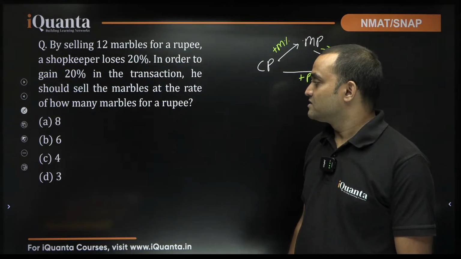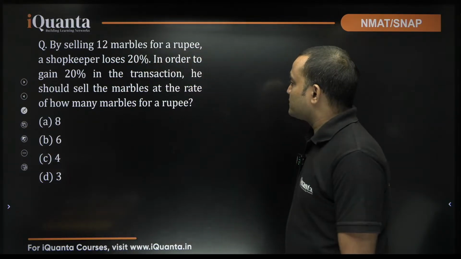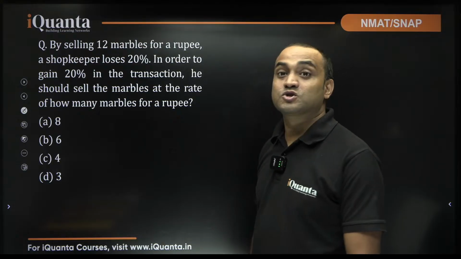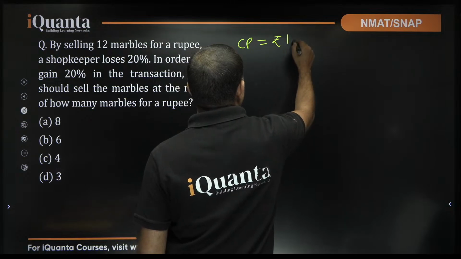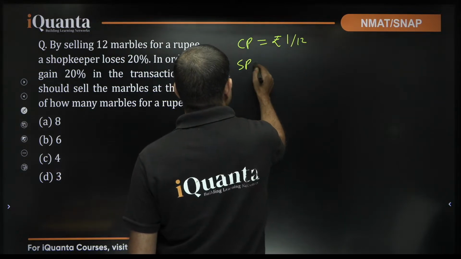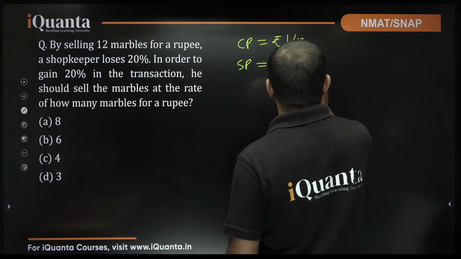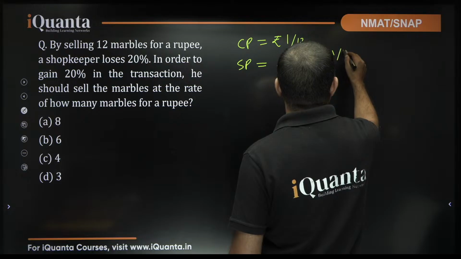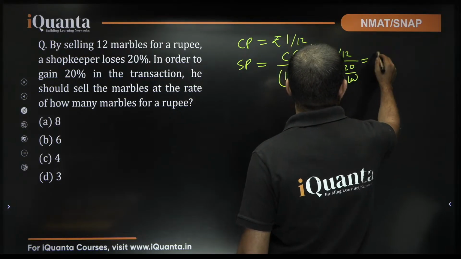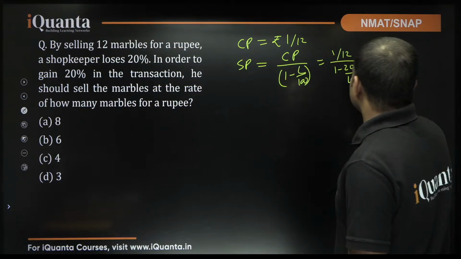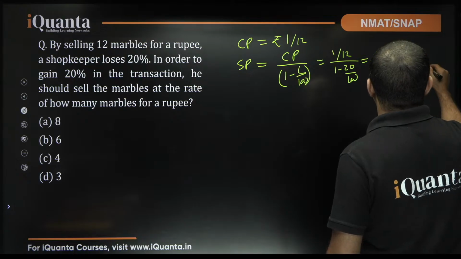What's the answer? Option A. All right, let's check this. It says by selling 12 marbles for a rupee, a shopkeeper loses 20%. What we can say? The cost price is equal to 1 by 12, right? What will be the selling price? So, selling price is nothing but cost price into 1 minus L by 100. So, in that case it will be 1 by 12 into 1 minus 20 upon 100, which will be equal to 1 by 12 into 4 by 5, which is equal to 1 upon 15.